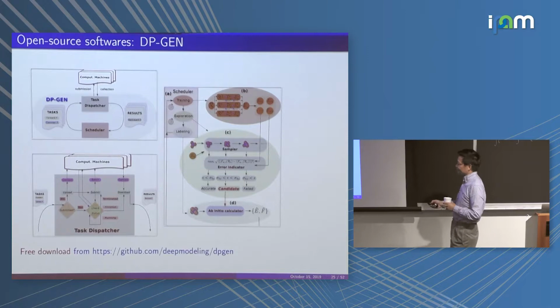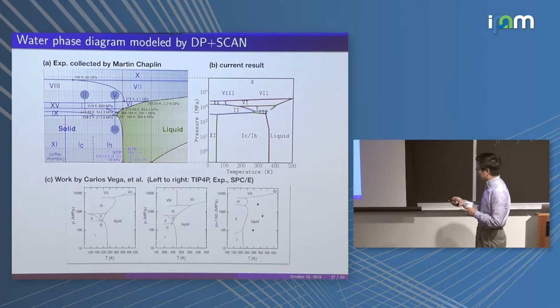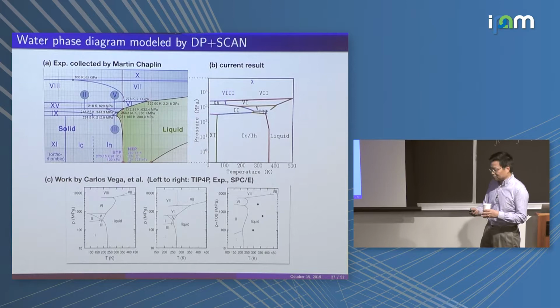So for example, we're working on water. There's a discussion group. That's very important because hundreds of people are talking in this discussion group, and they try to improve each other. I think this is the way to go, because it shouldn't be the case that each group has to do its own thing. So we just have this open source forum, and everybody can contribute, and everybody improves upon each other.